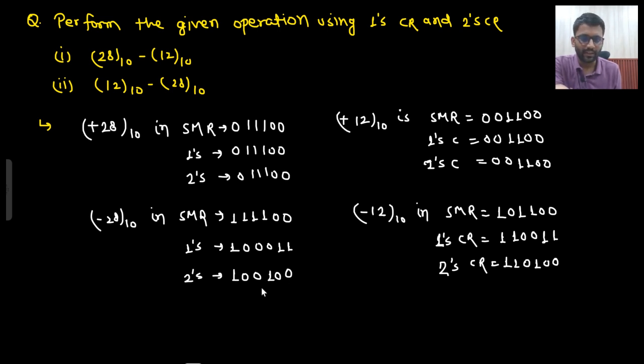Since I got 1, the rest of the bits will be complemented. So 0 0. Same goes for minus 12. So 1, you wrote 0 1 1 0. These are the magnitude bits. So for 1's complement, the sign bit remains as it is, and the rest are all complemented. For 2's complement, the sign bit remains as it is.